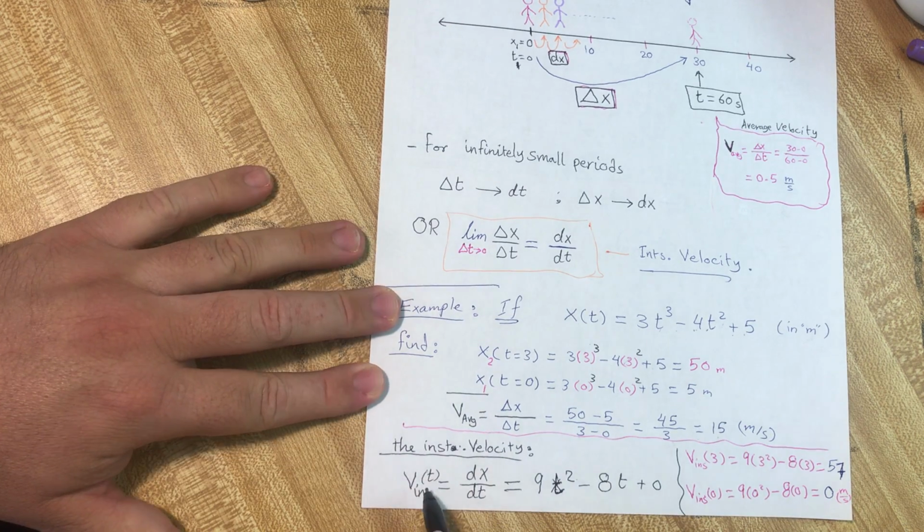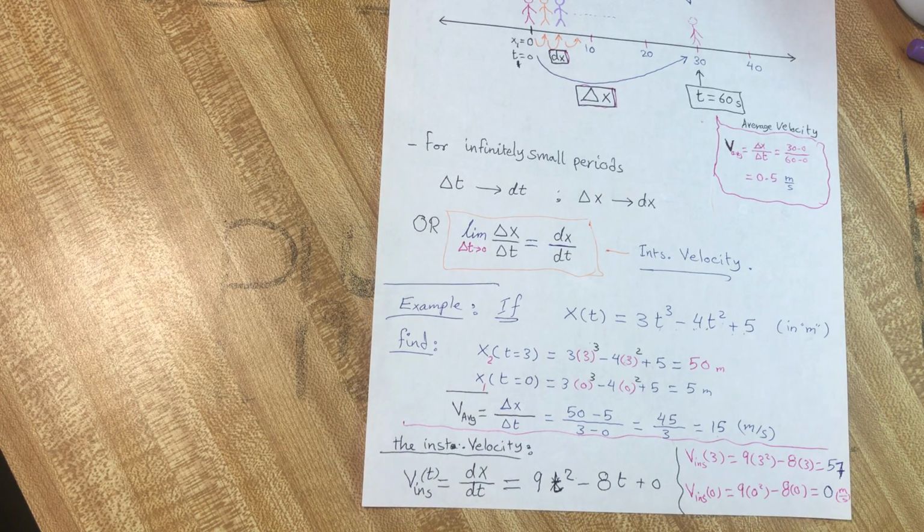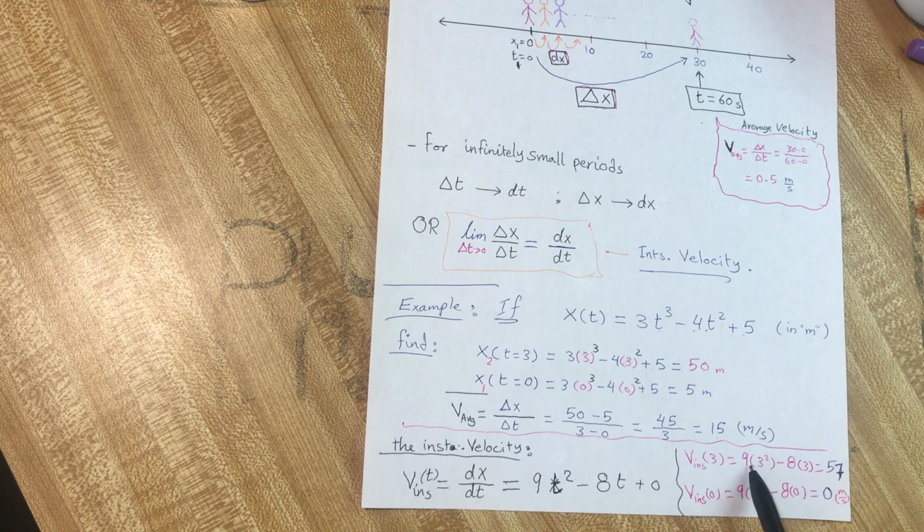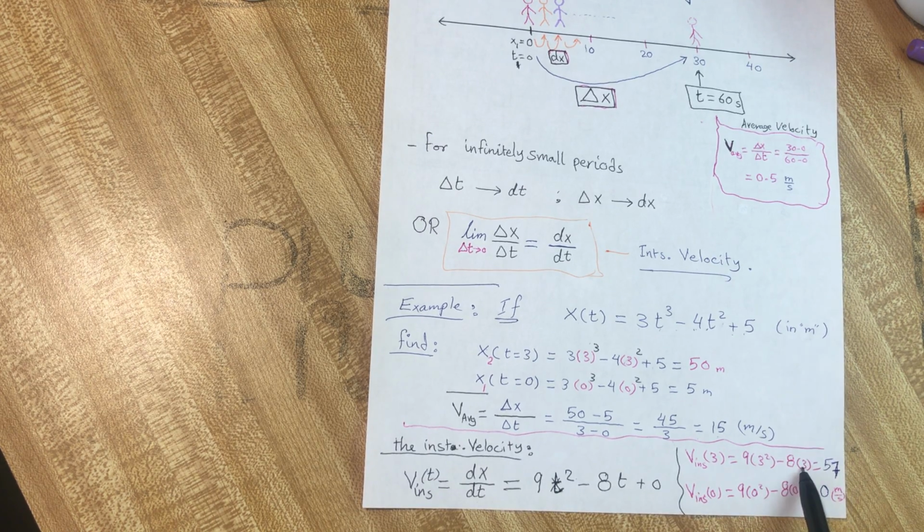Okay, now if I need to find the instantaneous velocity, I have the velocity as a function of t. Just I need to put in the time that I need the instantaneous velocity at, as a function of this v. So the instantaneous velocity at t equal 3, I just put the 3 here. It is 9 times 3 squared, minus 8 multiplied by 3, which is 57 meters per second.